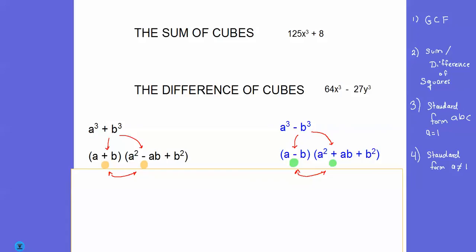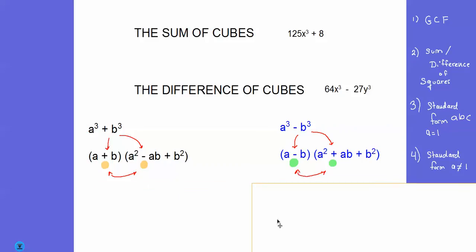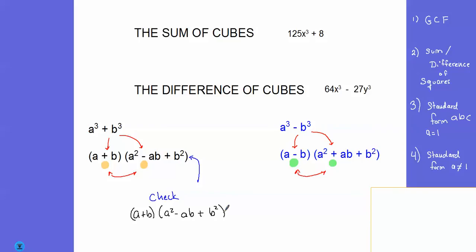Alright. Two more things before we get going on this. Proof that these work. Well, if I were to take this expression here and check to see if it actually works, I could multiply this out. I'm going to write the problem quickly. So there's the multiplication problem just written out so that we're able to multiply it.